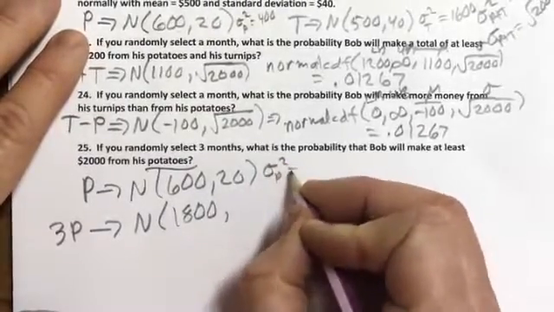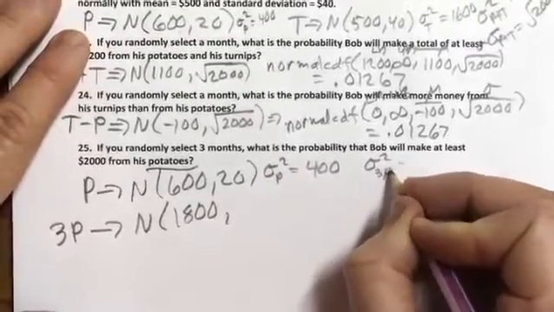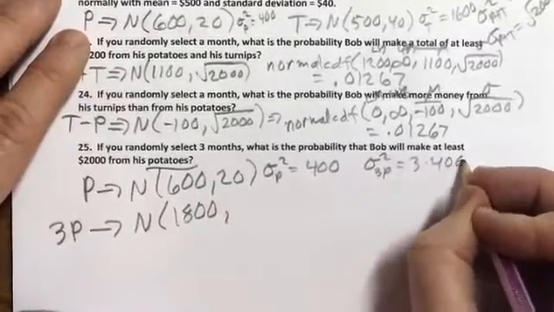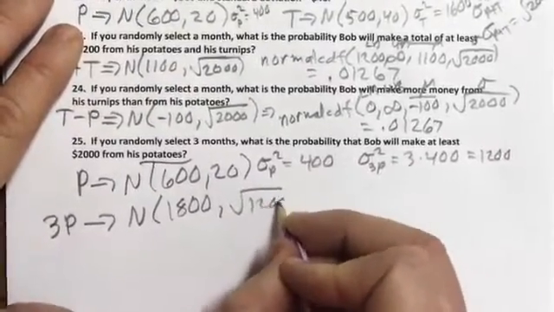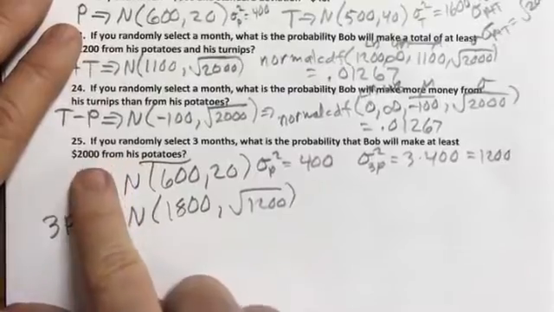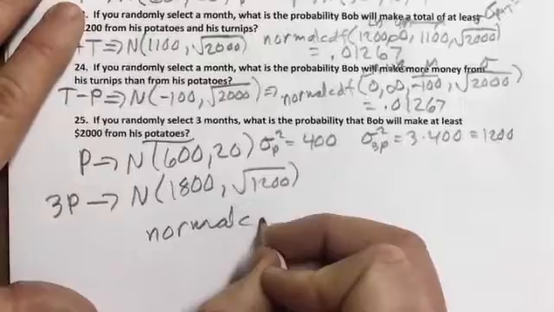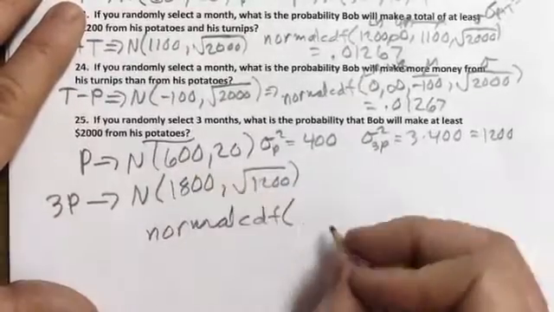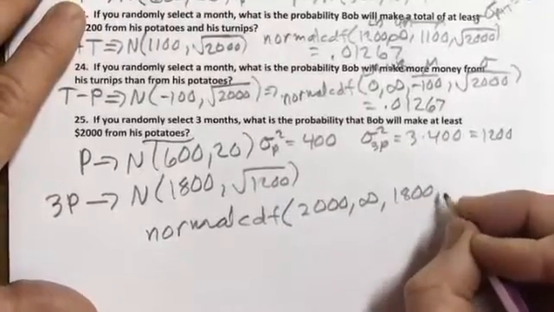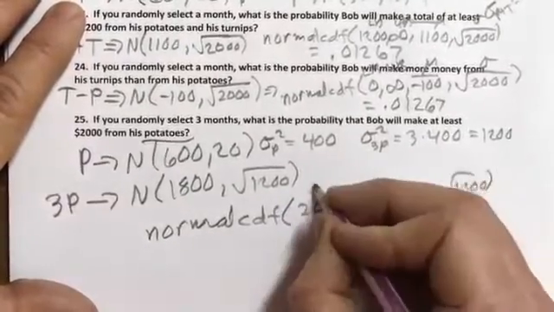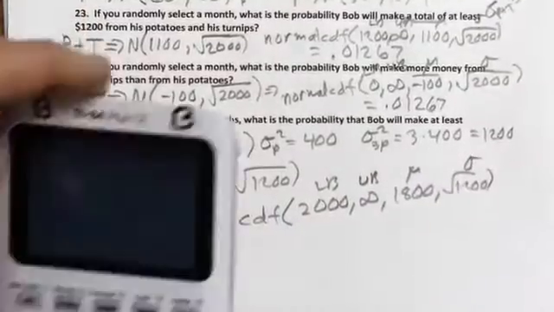The variance of P is equal to that squared, which is 400. And so the variance of 3P is equal to 3 times 400, and that is 1,200. And so our standard deviation would be the square root of 1,200. So what's the probability that curve is at least 2,000? You would say normal CDF, at least 2,000, so that would be 2,000 to infinity. Our mean is 1,800, and our standard deviation is root 1,200. So that is our lower bound, upper bound, mu, and sigma. Let's see what we get.